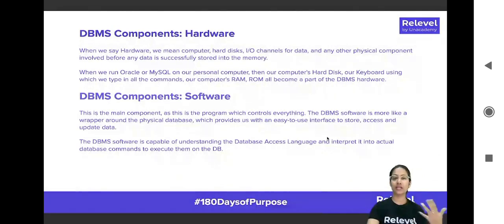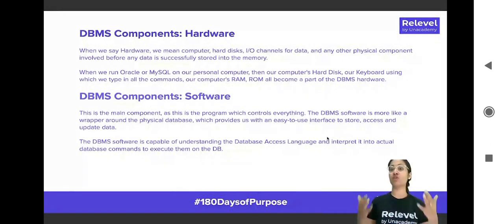That means when we run Oracle or MySQL as the software on our personal computer, then our computer's hard disk, our keyboard, using which we type in all the commands, our computer's RAM, ROM, all become a part of the DBMS hardware, right? So now you are using a database management system software, but to access or to do queries on the database, you will use your keyboard. You have installed that software, so it's going to take up some part of your computer memory. You are going to store some part of it in your computer's hard disk as well. So all of these become DBMS hardware, okay?